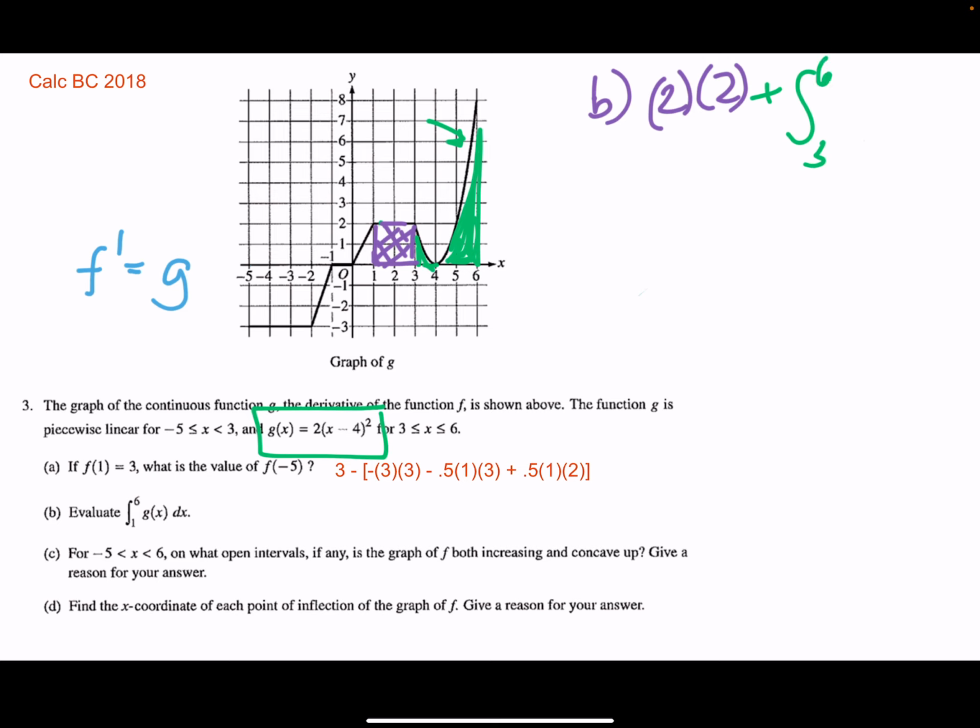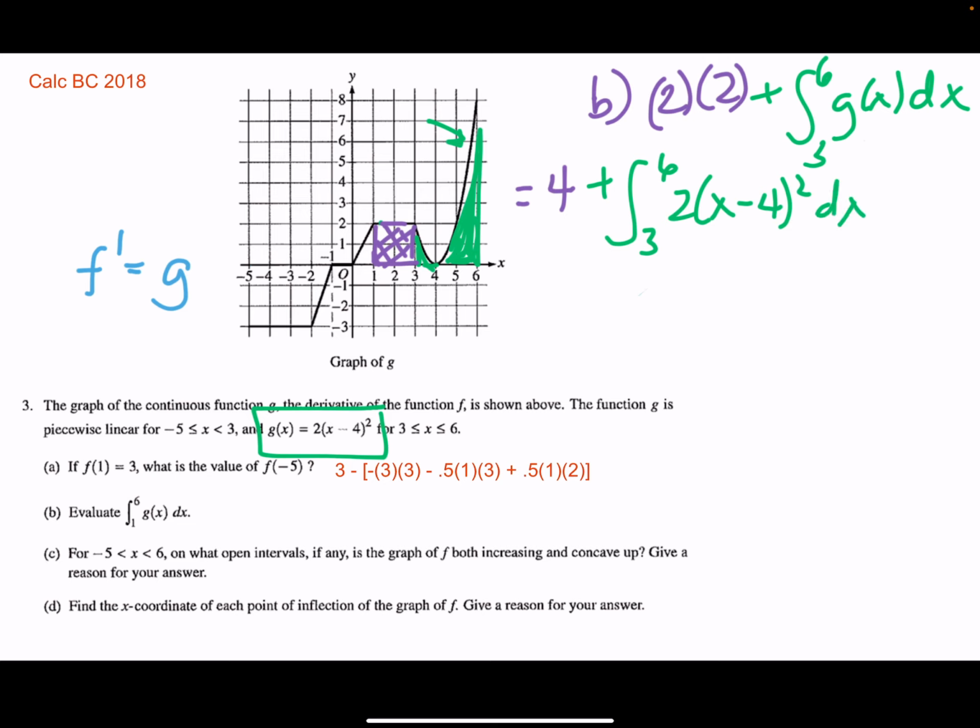Of g of x dx. Okay. And that integral I'm going to have to integrate by hand. So, right, this is the non-calculator portion. So for the first piece, I have 2 times 2, which is 4, and then I'm going to have the integral from 3 to 6 of 2 times the quantity x minus 4 squared dx.